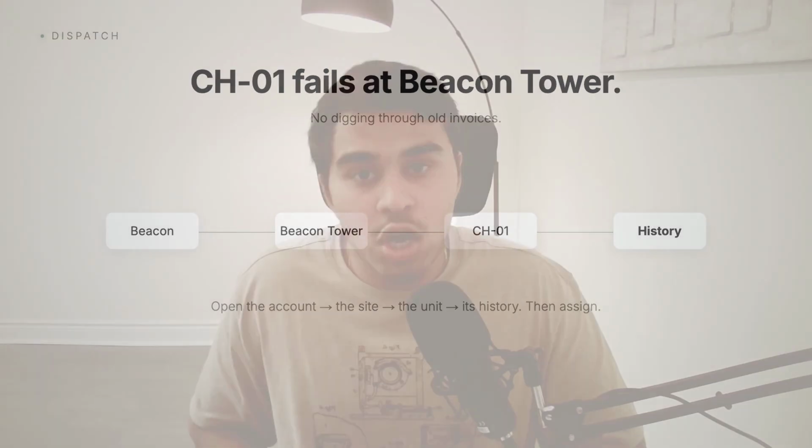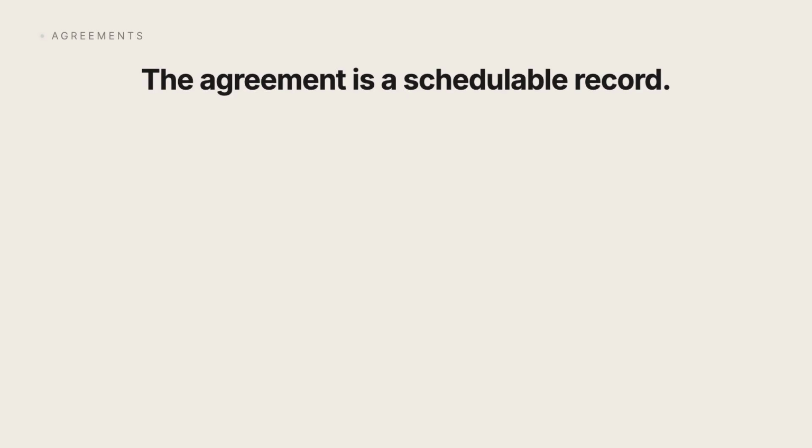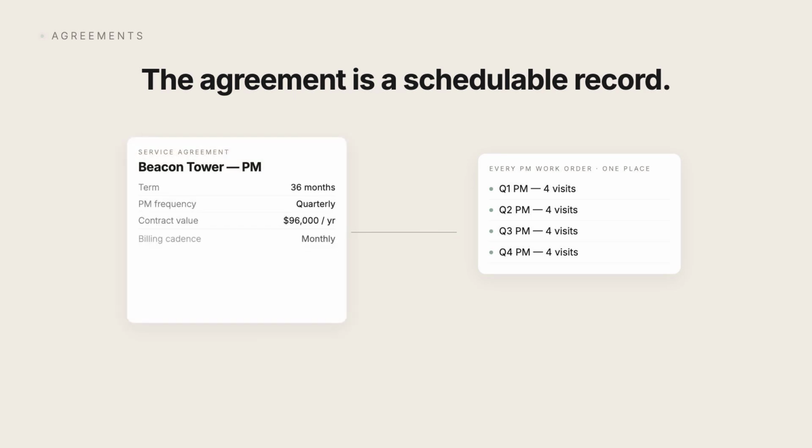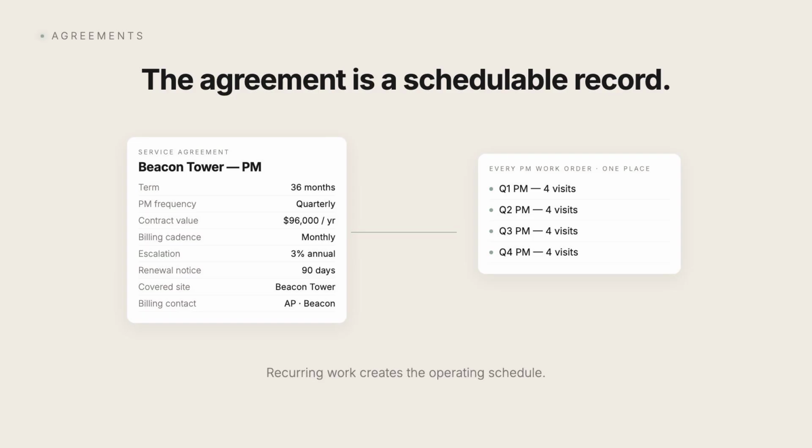Now let's talk about the service agreements and preventive maintenance, because this is where people can overstate what the software does. FieldCamp already supports recurring jobs and recurring visits. It can also make the service agreement a schedulable record, so every PM work order connected to that agreement appears in one place. So you can set the agreement term, PM frequency, contract value, billing cadence, escalation, renewal notice, covered site, and billing contact. Now, the recurring work creates the operating schedule, but I want to be precise about the automation boundary.